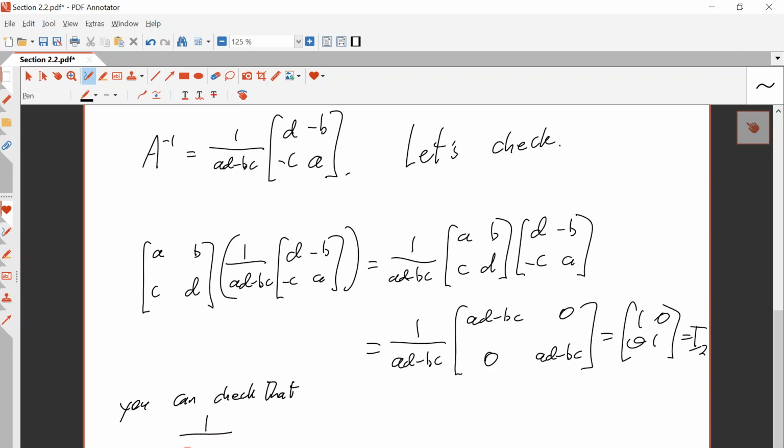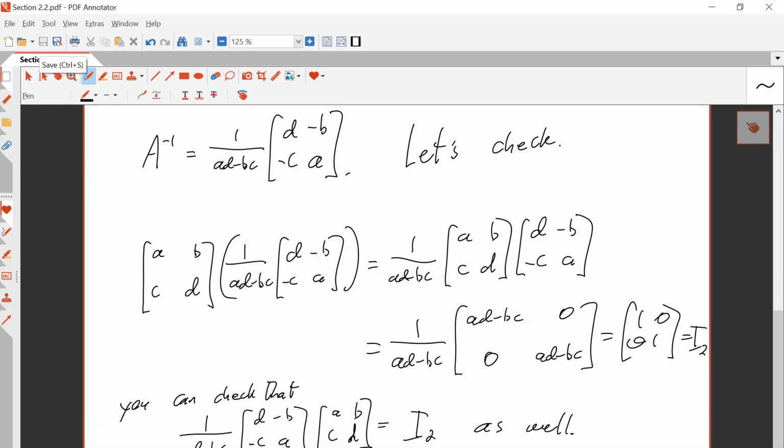That 1 over AD minus BC times D, minus B, minus C, A times A, B, C, D is I2 as well. Okay, we did it in one direction. You can give it a check in the other direction.